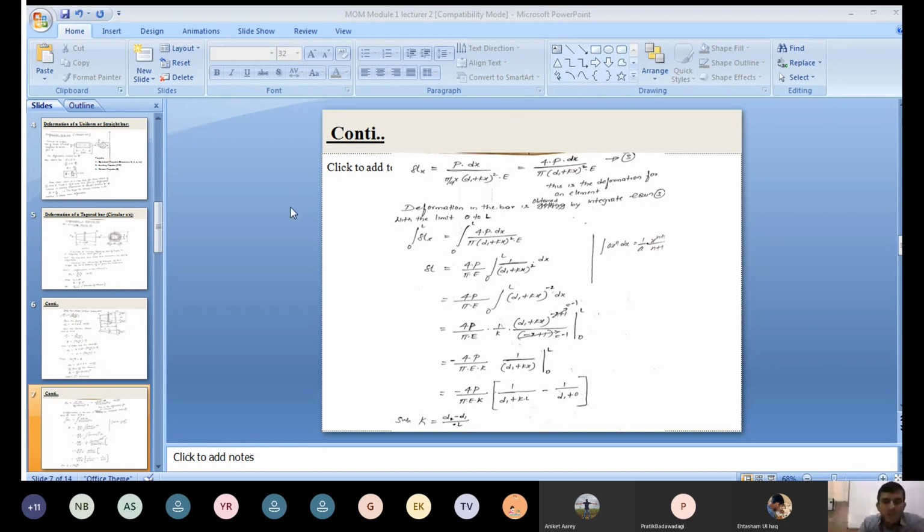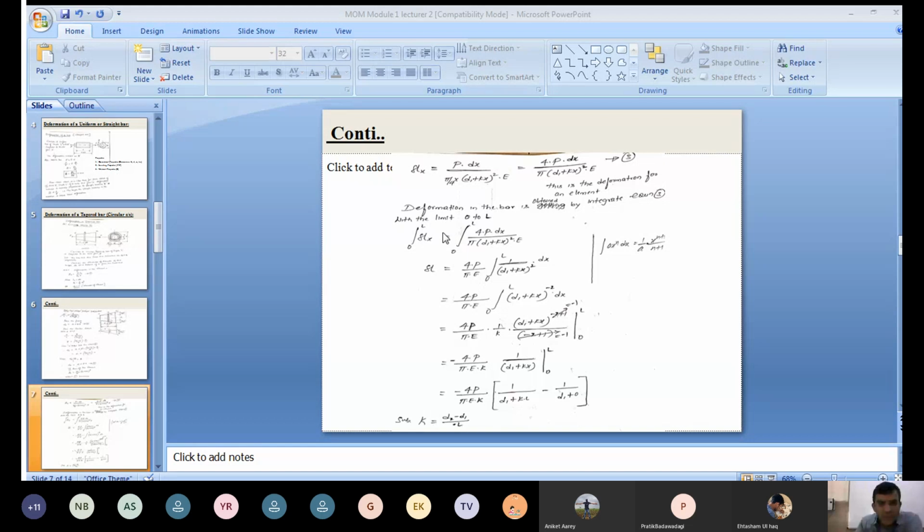On the left side, if you integrate the deformation of the small element from 0 to L, we will get the total deformation in the tapered bar, delta L. Then on the right side, integrate equation 3, 4 times P divided by pi into (d1 plus kx) whole square into E, with the limit 0 to L. In the integral term, take the constants outside. 4 is a constant. Whatever load you are applying on the tapered bar is also constant. Pi is a constant. The metal property is also a constant. Take all of those outside the integral term. Now we get the integral from 0 to L of 1 over (d1 plus kx) whole square into dx.